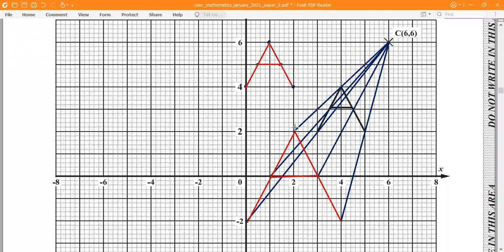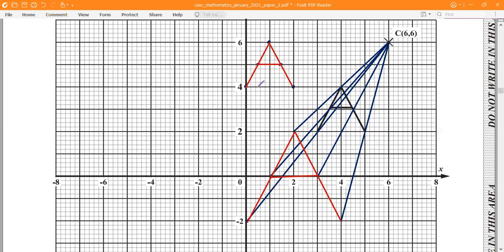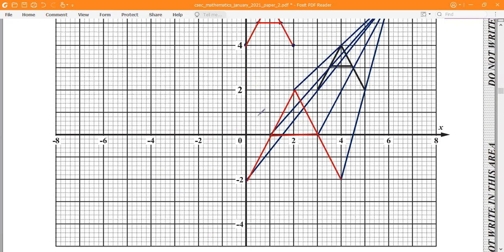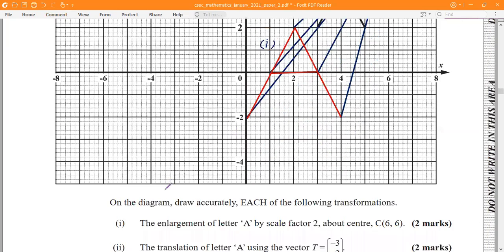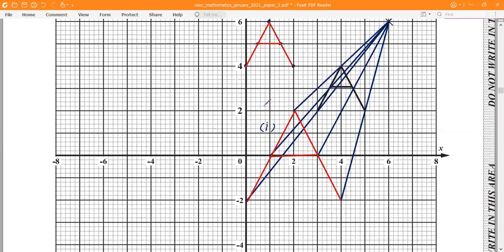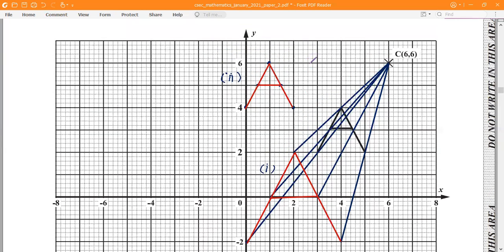One more thing before we close. Let us identify which answer is for which question. This is number 3, part 1. This is our enlargement, so I'll write a little part 1 here. Part 2 answer is the translation of the letter using the vector. I will write that here. This is part 2's answer. So for part 1 and part 2, we identify clearly which one is our answer for which question.